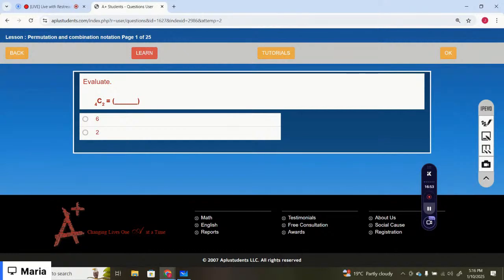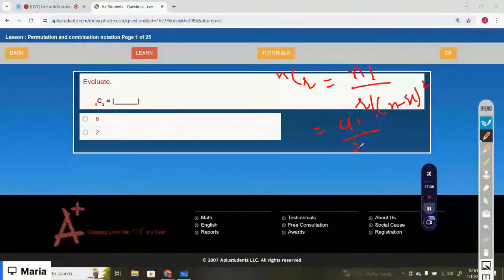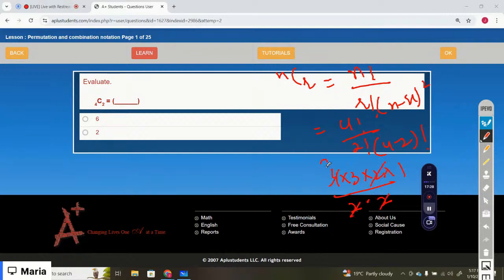4C2. So let's just evaluate. That is the formula, nCr is n factorial divided by r factorial times n minus r factorial, right? So n is 4, that is 4 factorial, r is 2, that is 2 factorial, and 4 minus 2 factorial, right? 2 factorial is 2 again, 4 minus 2 is 2, so the 2s cancel out, 2 times 1 is 2, 2 times 4 is 8.